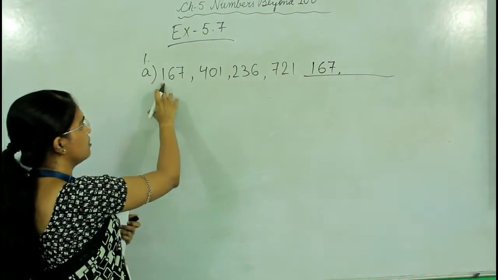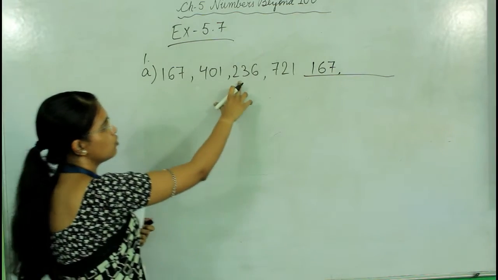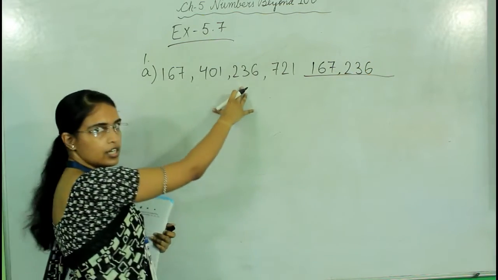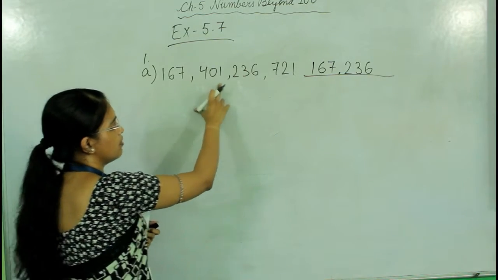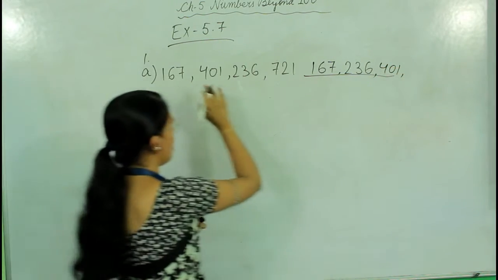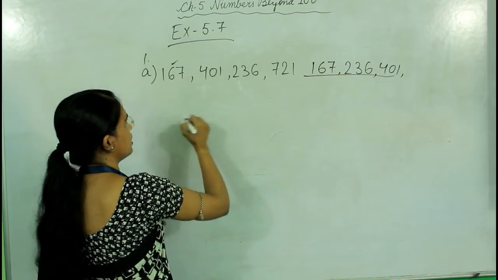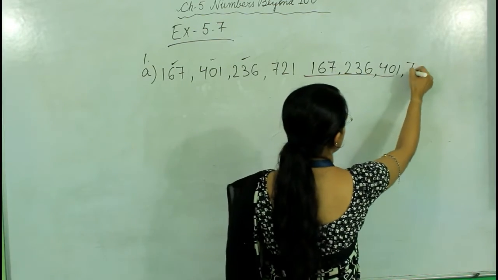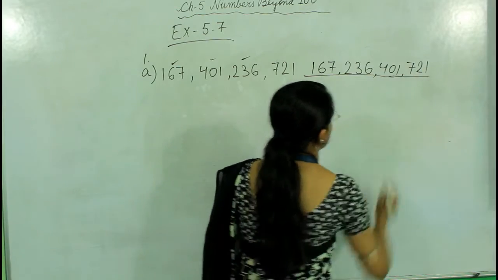Then after this 236. Then after this 401. Then after this we have written this one, and this one. Which one is left? This one. That means this is the ascending order.